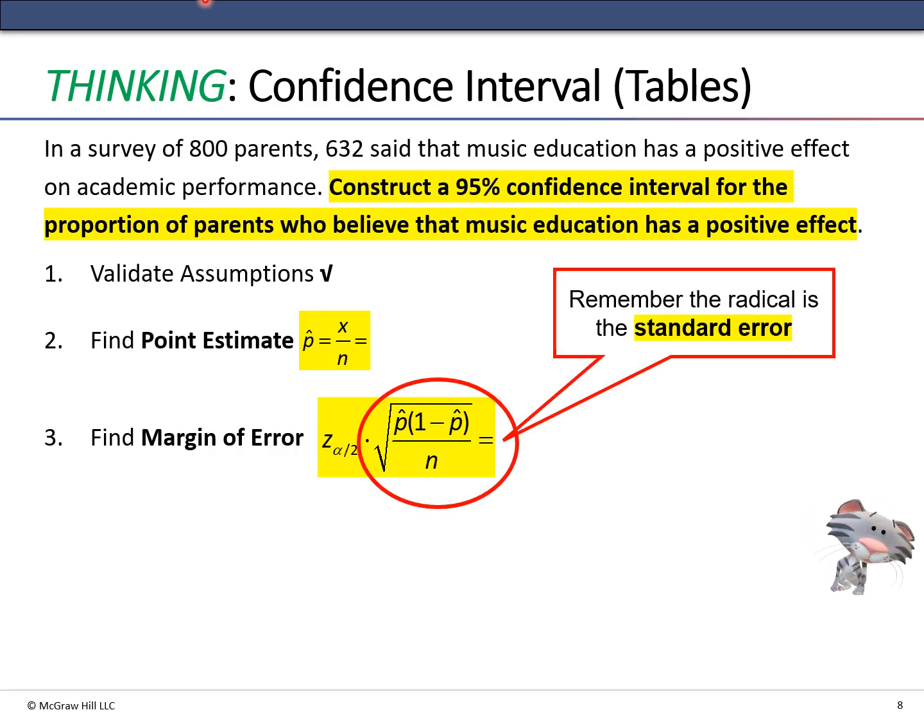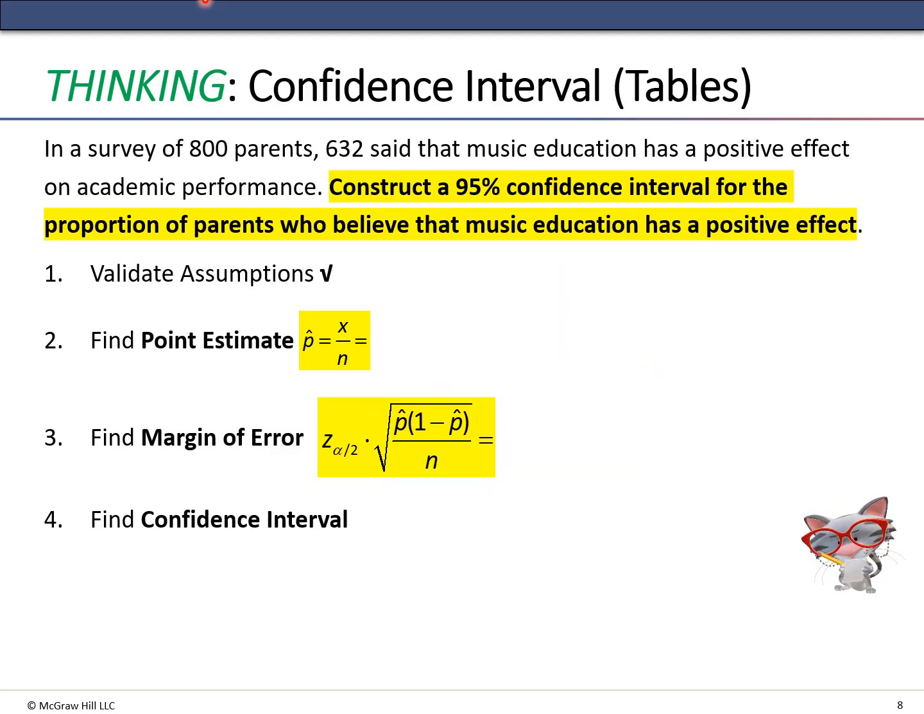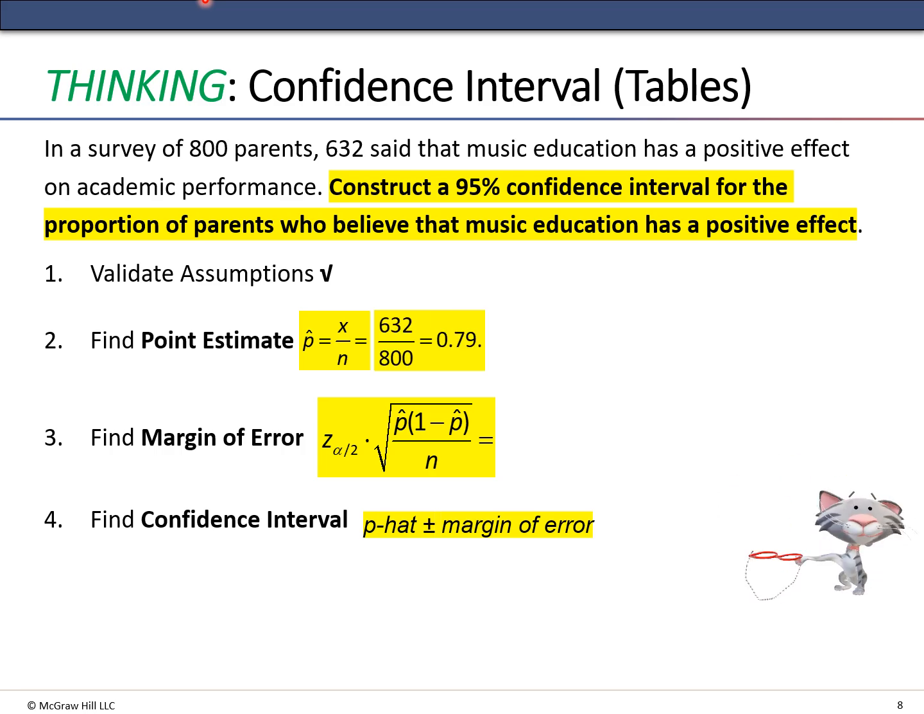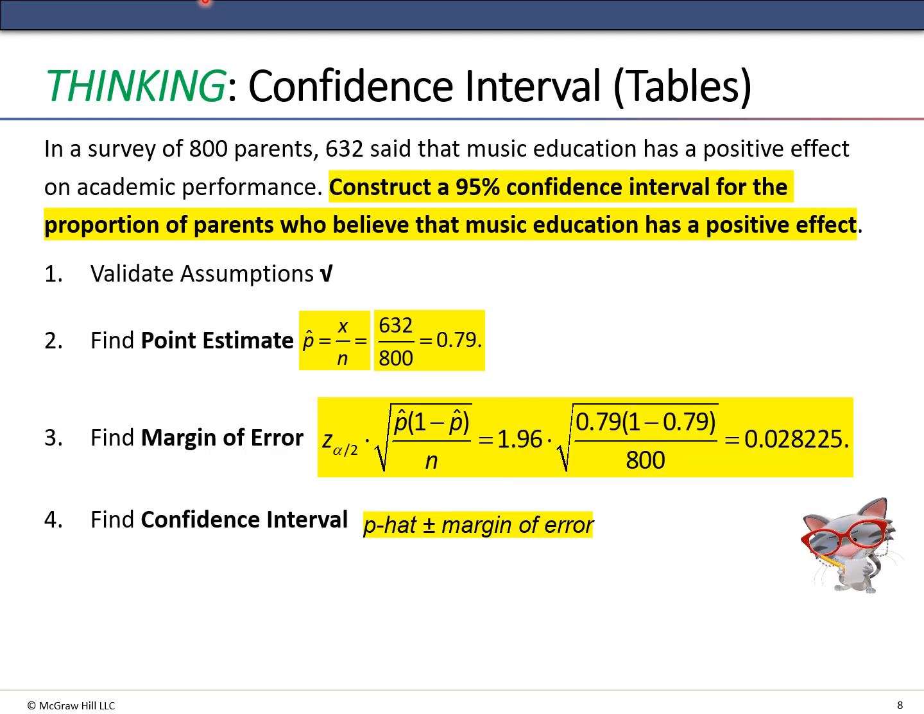Remember, the radical is the standard error. And then we'll find the confidence interval, which is the p-hat plus or minus that margin of error. And finally, we will state that confidence interval. Okay. So here we have the calculations that are quite straightforward.